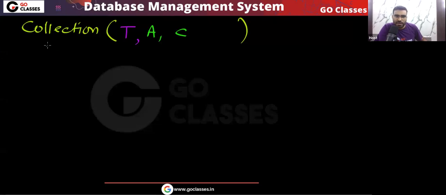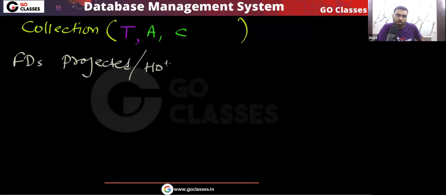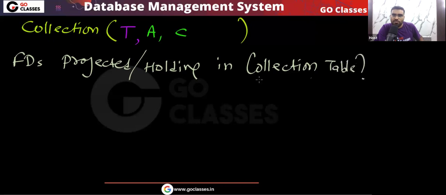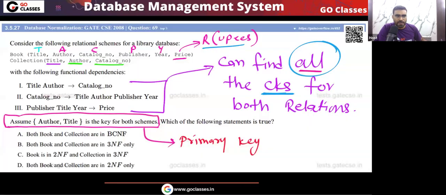Tell me what are the functional dependencies which are projected in the collection table. In this collection table, what are all the functional dependencies that will hold? You can see TAC. Between TAC, find all the functional dependencies.